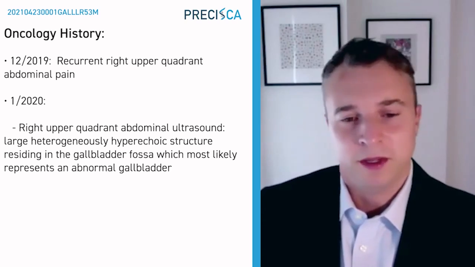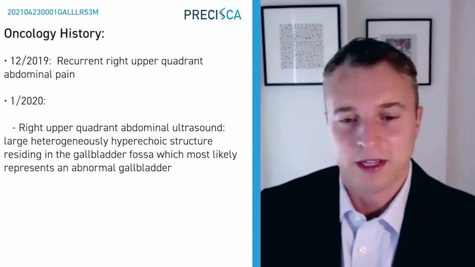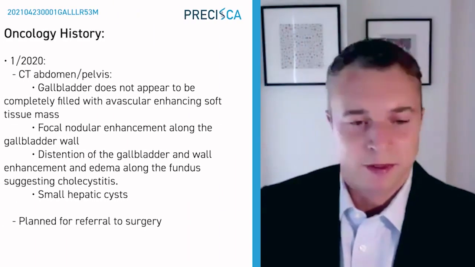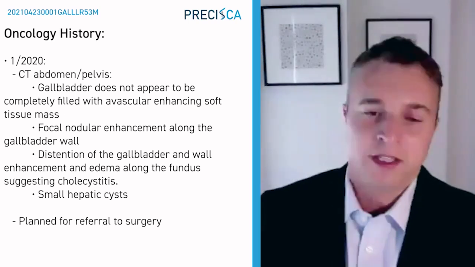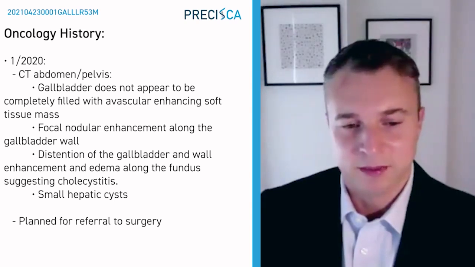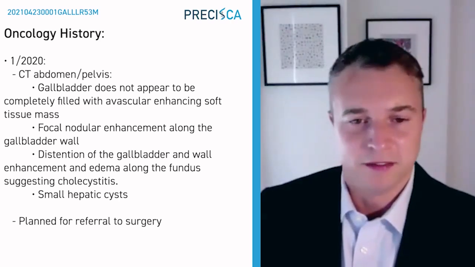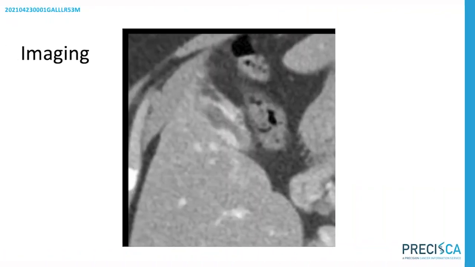In January of 2020, they had a right upper quadrant ultrasound with a hyperechoic structure residing in the gallbladder fossa, thought to be an abnormal gallbladder. There's a CT abdomen pelvis, which we'll get a snapshot of, and we don't have all the images, so I'll read some of the findings. It's notable that the gallbladder does not appear to be completely filled with avascular enhancing soft tissue mass. There is some focal enhancement and some distension and edema along the fundus. So this is thought to be perhaps infectious or inflammatory, and the patient is referred for surgery. I'll let Dr. Siegel comment on this single slice zoomed in area.